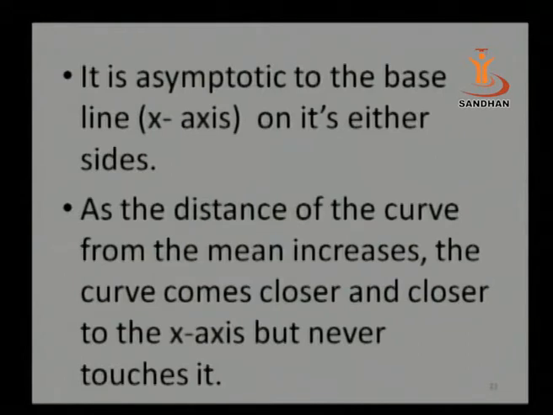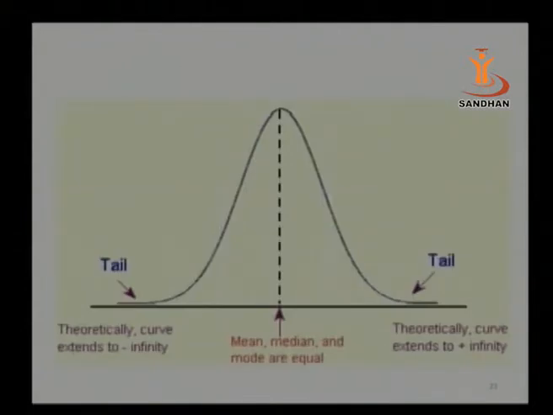Okay, now it is asymptotic to the baseline x-axis on either side, which we have already discussed. As the distance of the curve from the mean increases, the curve comes closer and closer to the x-axis but never touches it. Keep it in mind that it never touches the x-axis. Let us see this figure here.